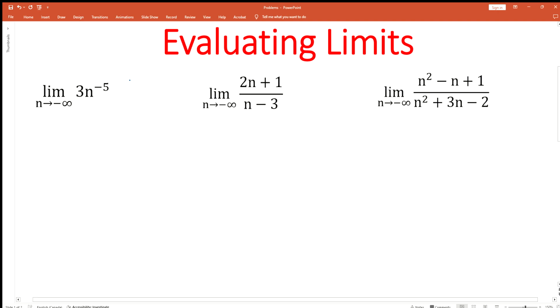In this video, we'll evaluate limits. Let's start with the first limit. Limit n approaches negative infinity for 3 times n to the power negative 5. We should modify the given expression 3 times n to the power negative 5 to evaluate the limit. We should move the n term to the denominator to make its exponent positive.